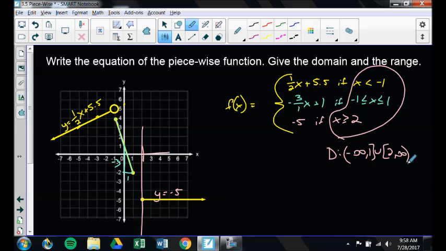The range, I have to actually look at the graph. This is starting at 5, and it's going down forever because of this. So nothing else here actually matters. The range is just going from -infinity to 5, and we're not actually hitting 5. Because of the open circle.